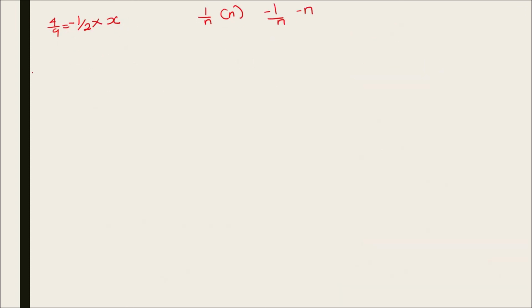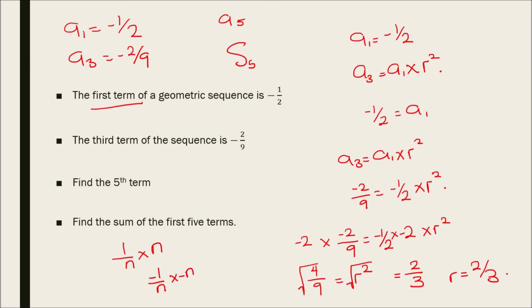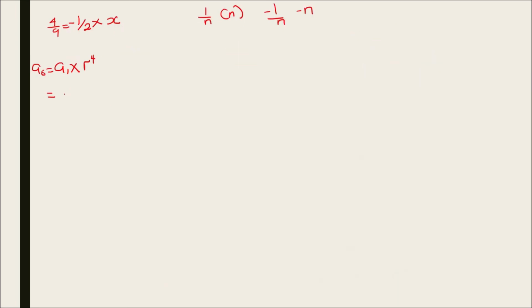Okay, so fifth term, a5, that's a1 times r to the power 5 minus 1, that's 4. Our a1 is minus 1 over 2 times our r, which is 2 over 3, to the power 4. What's 2 to the power 4? 2 to the power 4 should be 16. Okay, and what's 3 to the power 4? 3 to the power 4 should be 81. Okay, multiply. So we have minus 16 over what's 2 times 81? That should be 162.